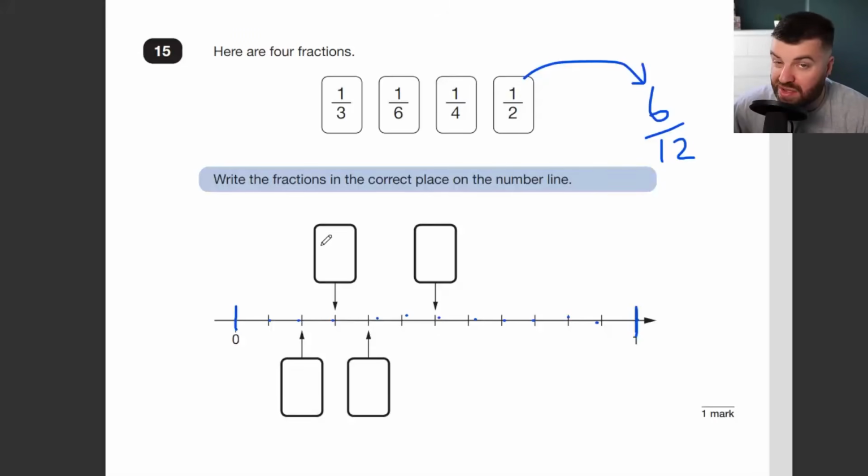So the 1/2 card goes 6 along. 1, 2, 3, 4, 5, 6. You could have equally just worked out that it was halfway. Next one, let's do 1/4.